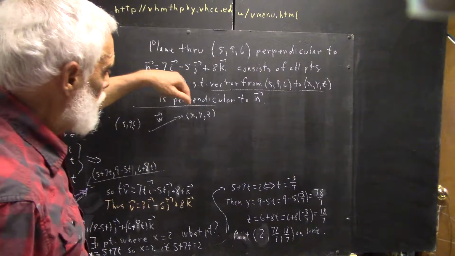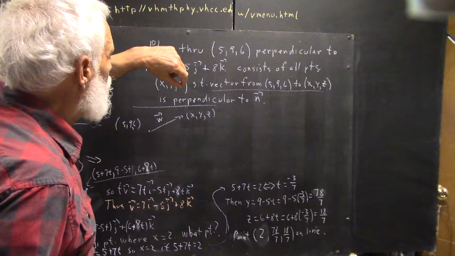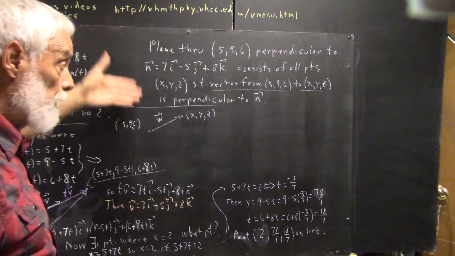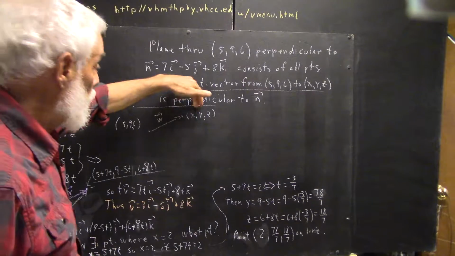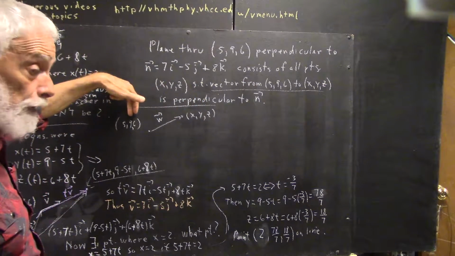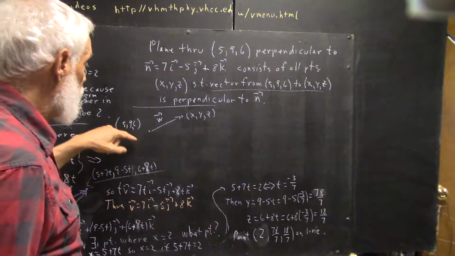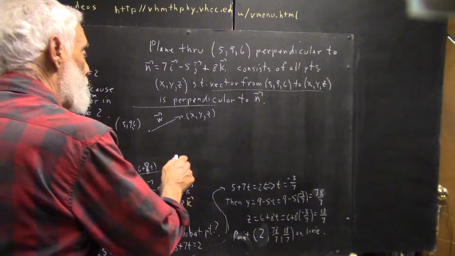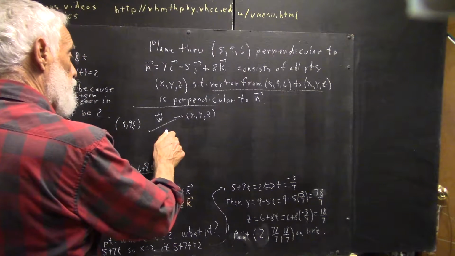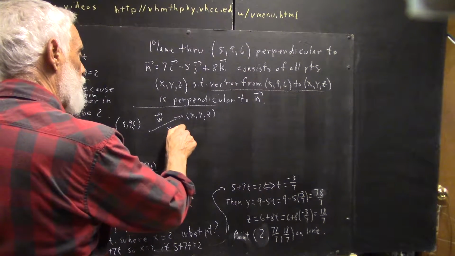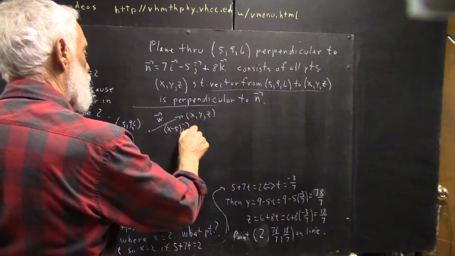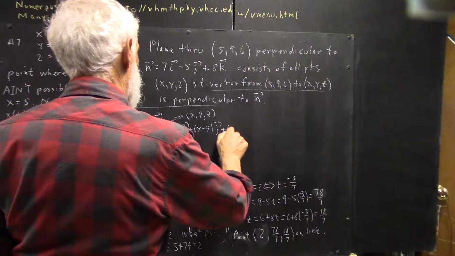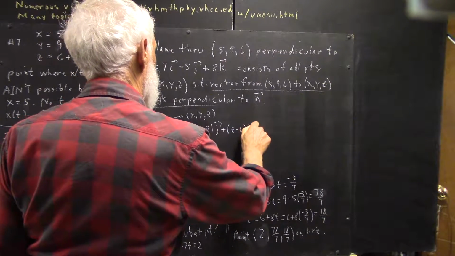Now we're trying to get the condition that has to be met for the point x, y, z to lie in the plane that we're trying to find. But right now, x, y, z is just any old point. 5, 9, 6 is the given point, and w is the vector with initial point 5, 9, 6 and terminal point x, y, z. And w is then the vector x minus 5i plus y minus 9j plus z minus 6k.